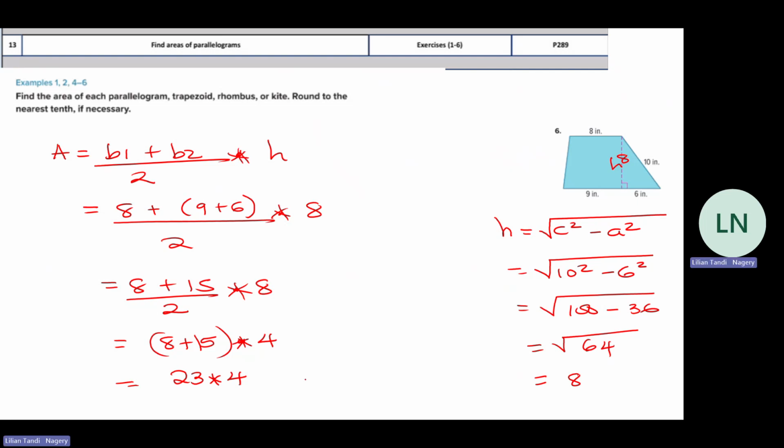So you don't confuse it as a decimal. So that is 92. What is the unit? Square inches. And you box your answer. Okay, here we didn't need to round. Okay, so we move on.